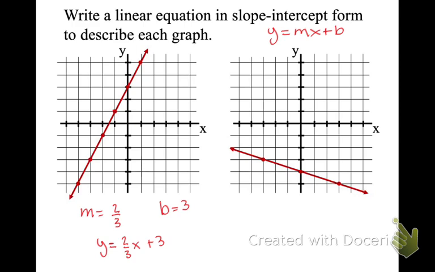Pause the recording if you haven't done the second one and do that now. Otherwise, let's get started. On this one, my b is 1, 2, 3, 4, negative 4. And my rise is positive 1. And then I go over 1, 2, 3, negative 3. So my m is positive 1 over negative 3. If you leave out that negative, you would definitely get it wrong. And so this would become y = -1/3 x - 4. All right, moving on.